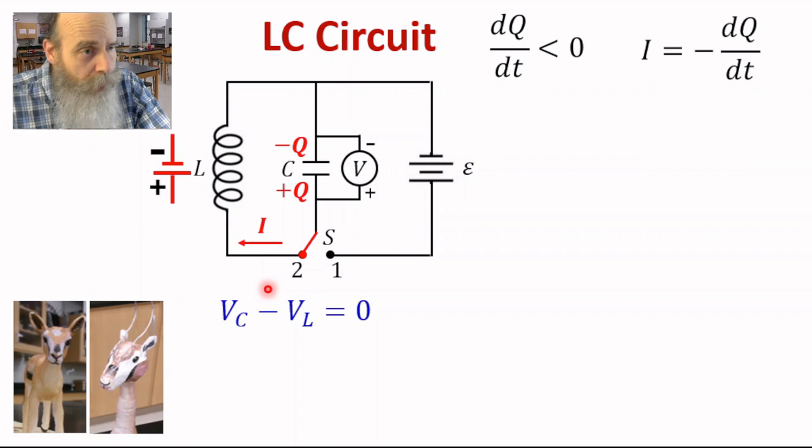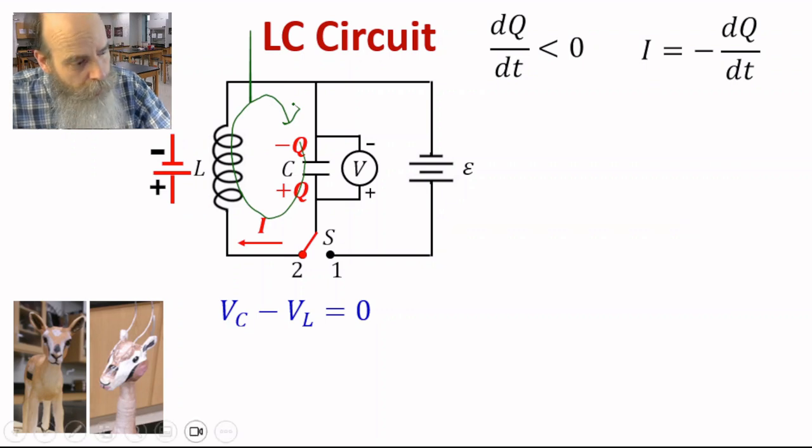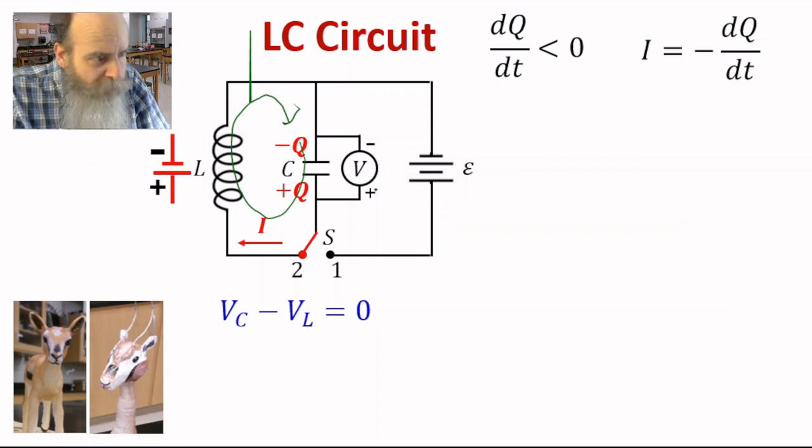Let's apply Kirchhoff's loop rule to this circuit. Let's start here at the capacitor and just form a loop that goes around like this. So first thing that happens is an increase in potential through the capacitor, so Vc, and then when it goes through the inductor, there's a decrease in potential. So we have minus VL, and that equals 0.